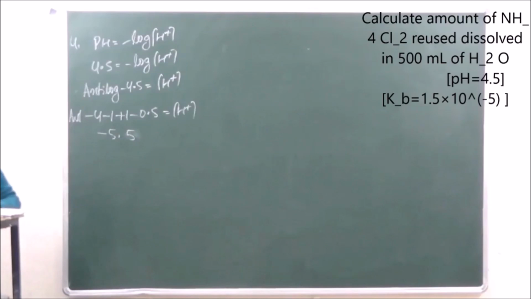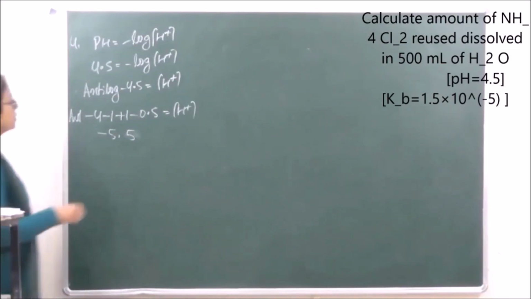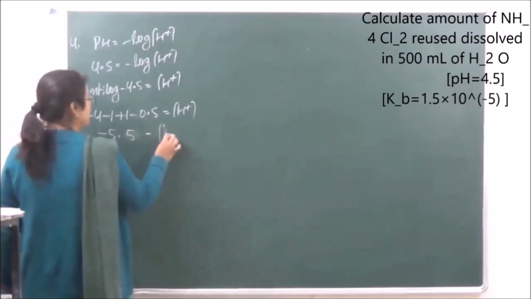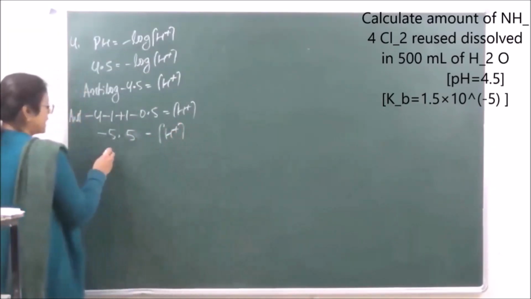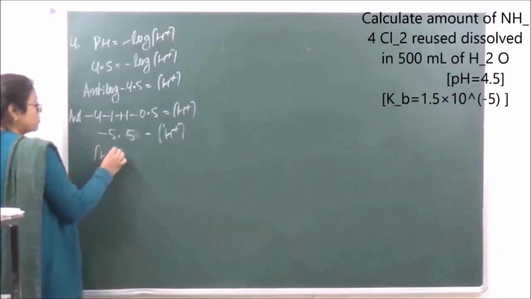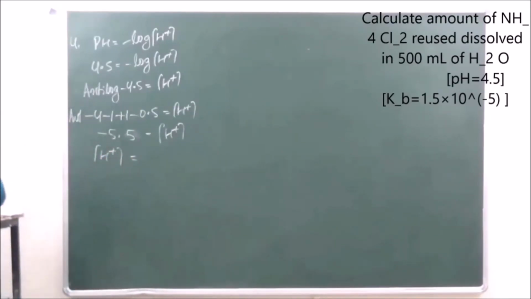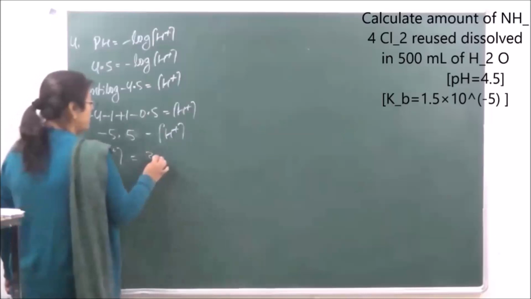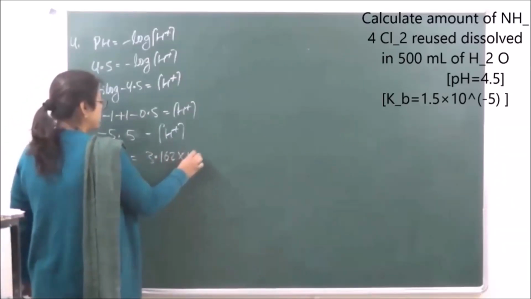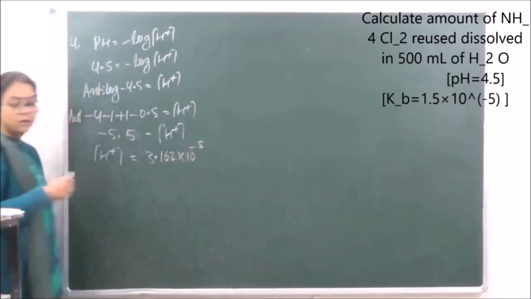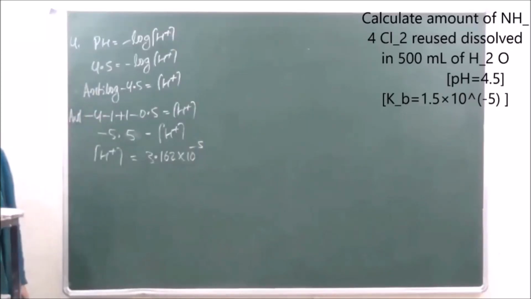The antilog of 0.50 is 3162. Okay? So that will be concentration of H positive, that is equal to 3162, so 3.162 into 10 raised to power -5. So here we are getting the concentration now.